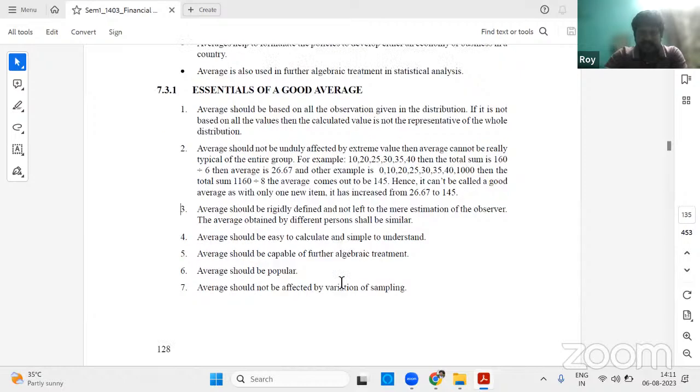Okay, and it's easy to calculate. A simple formula is required for that: the sum of numbers divided by the total count of numbers. If you take 5 numbers, 1, 2, 3, 4, 5, what is the average? 1 plus 2 plus 3 plus 4 plus 5 divided by how many numbers there are, 5 numbers. That is the average.